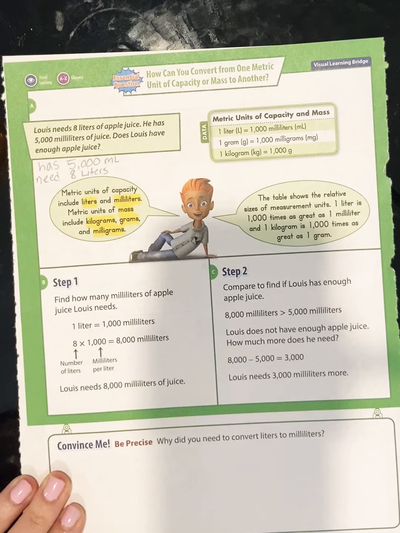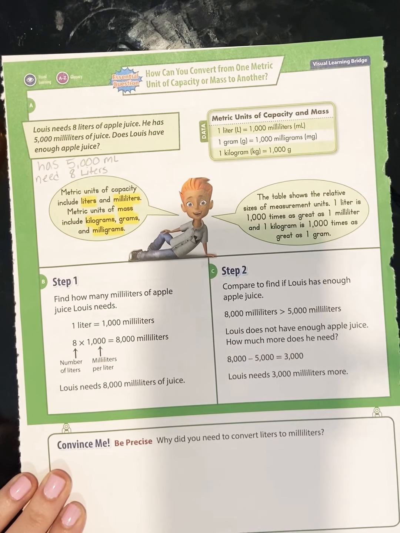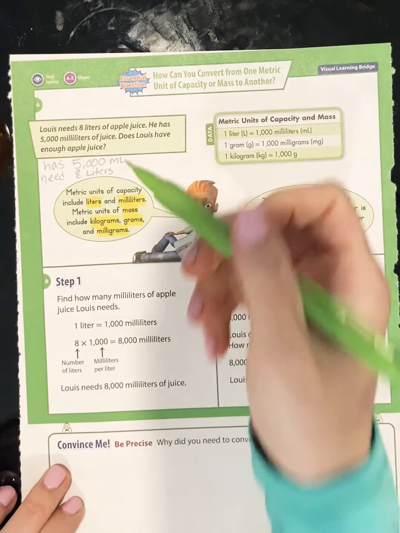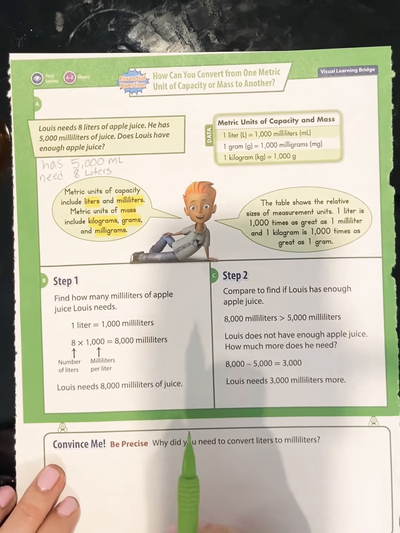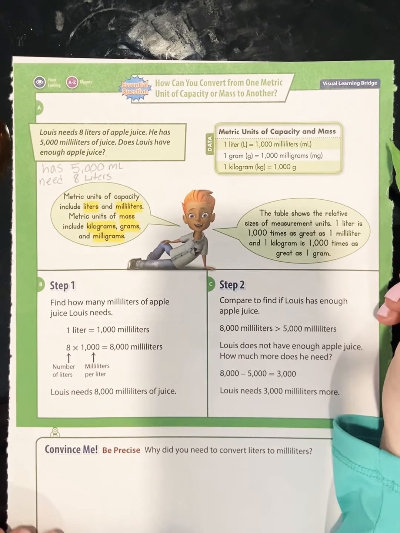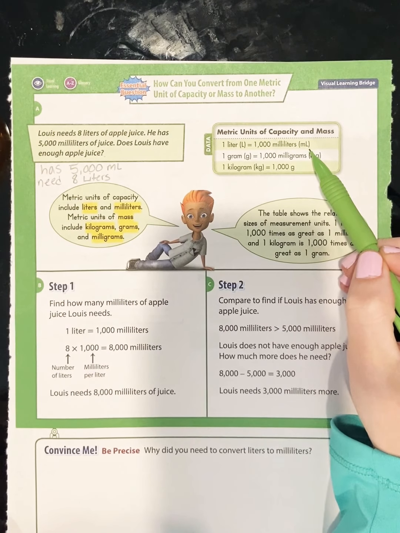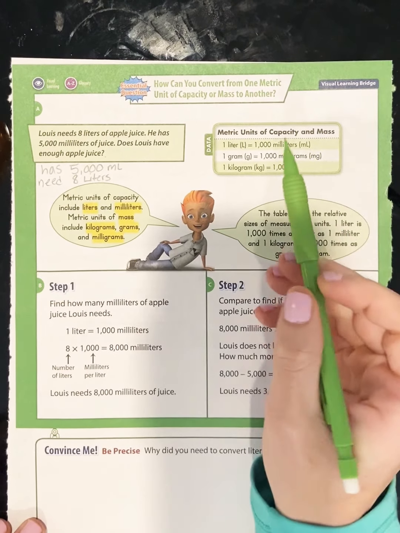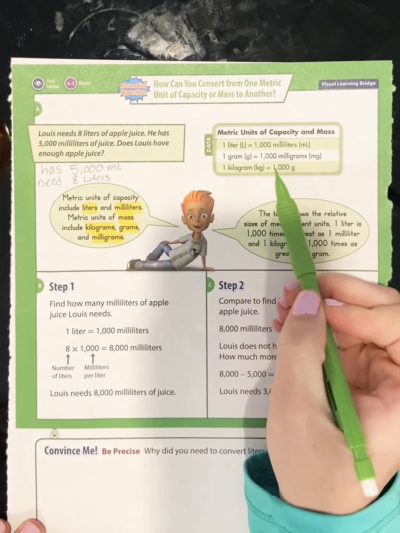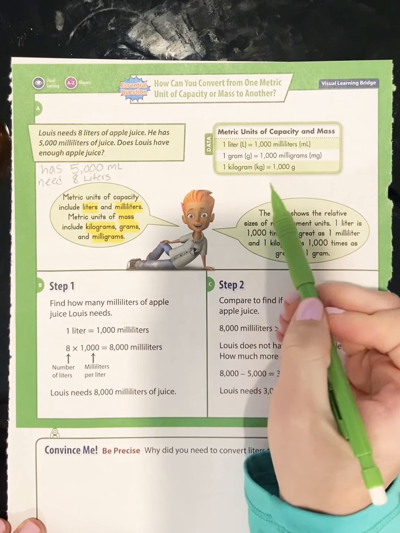He needs 8 liters. All right, and what do we need to do? We need to decide whether or not he has enough. Looking over here, we have an equivalent measures table. We notice that there's a relationship between liters and milliliters, grams and milligrams, and kilograms and grams.